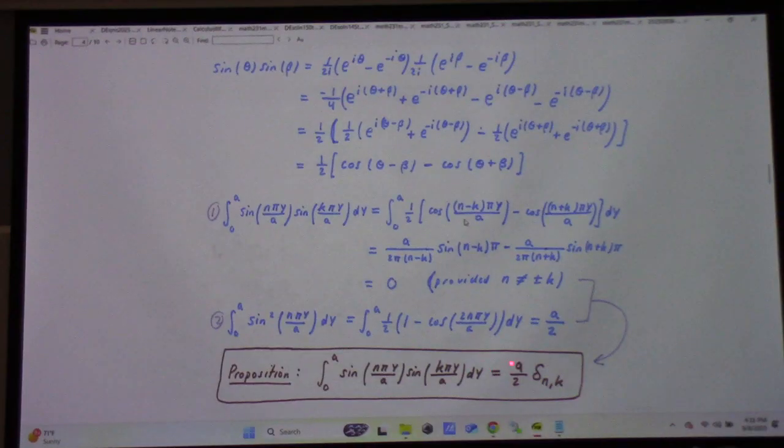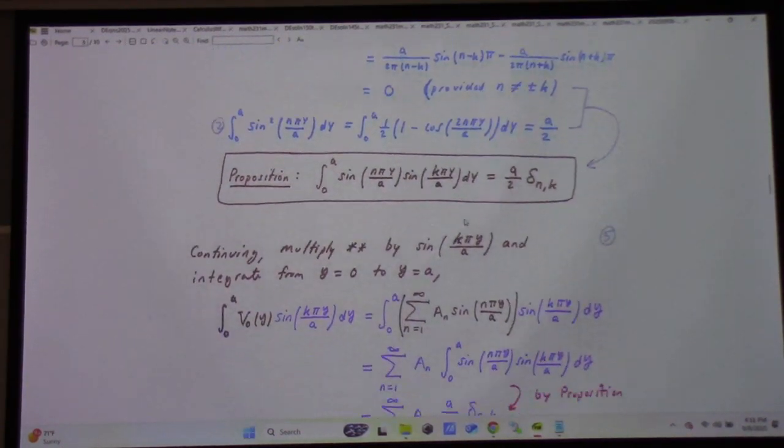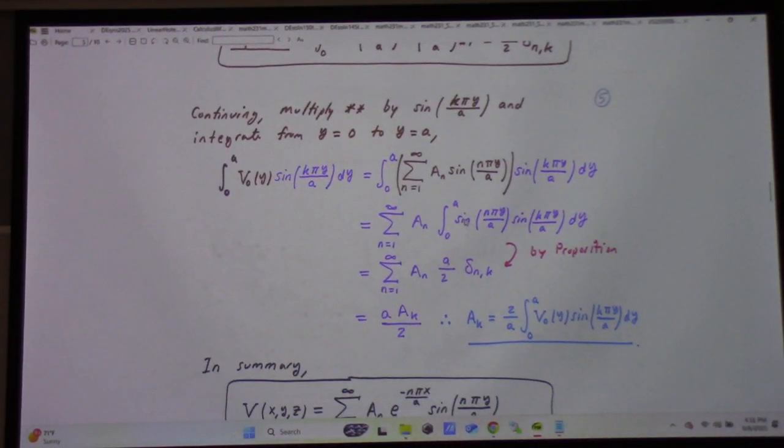Well, we can see that that's a over 2 times the Kronecker delta of nk. So basically what this does is, if you've got an infinite sum, if you can hit it with one of these things, it'll zero out the sum and just eliminate everything but one term. This is Fourier's trick.